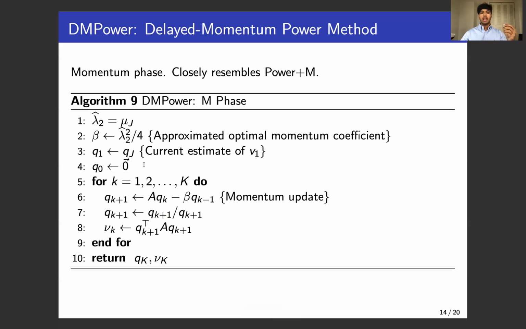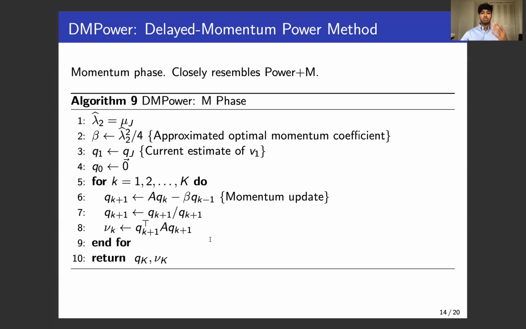Okay, and then after big J iterations of the pre-M phase, we're going to move on to the M phase, which stands for the momentum phase. So this lambda sub 2 hat is going to be our best approximation of lambda sub 2. Since it's our best approximation of lambda sub 2, we set beta to lambda sub 2 hat squared over 4. So this isn't exactly lambda sub 2 squared over 4, which is our ideal momentum coefficient, but it's an approximation of it. And the rest of this proceeds as a standard power plus M implementation.